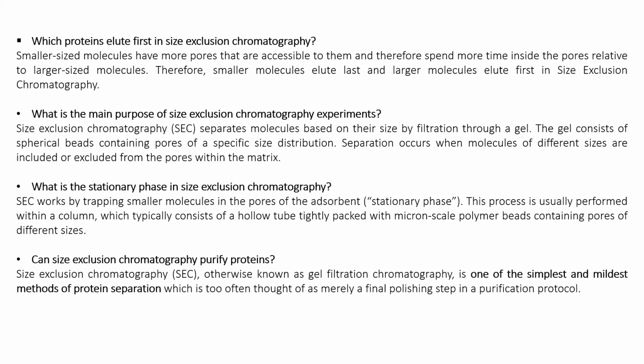What is the stationary phase in size exclusion chromatography? Every type of chromatography is going to have a stationary phase and a mobile phase. So here you are going to have these beads, the trapping beads of smaller molecules in the pores of the adsorbent. Your stationary phase is going to be those polymeric supports, and this process is usually performed within a column, and it typically consists of a hollow tube.